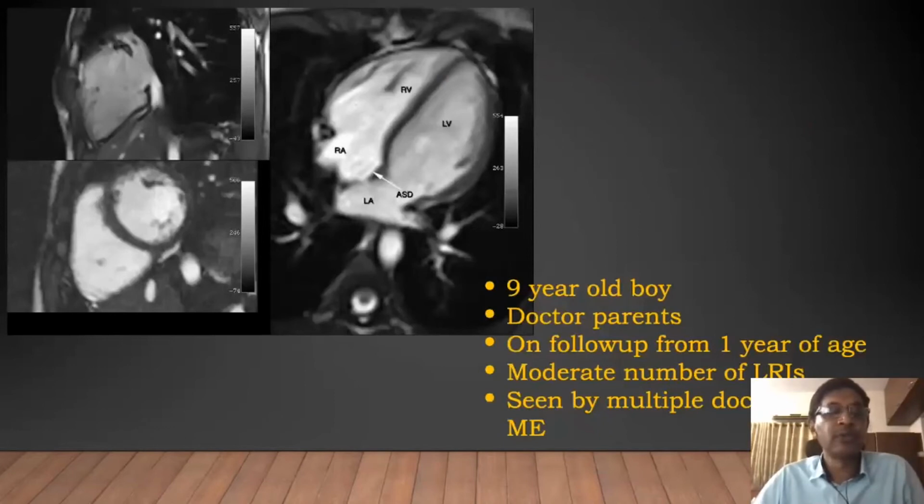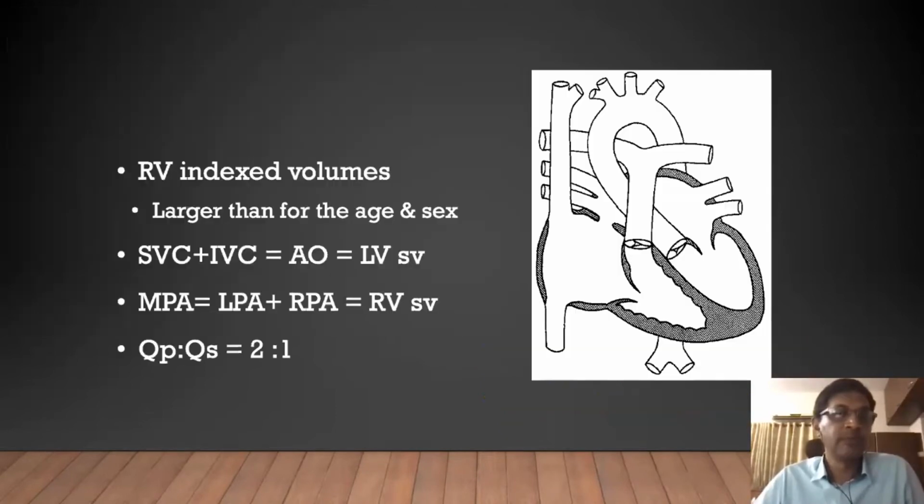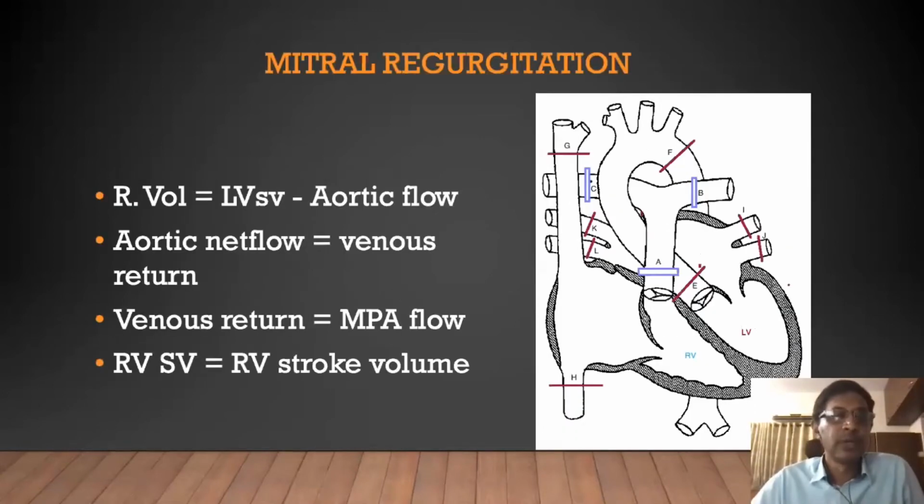Now, some examples where flow estimation has been very useful. Here is a boy, 9 years old, with doctor parents who are very anxious, and they had seen many doctors in the Middle East, and it was doubtful whether ASD closure would be useful. Now, with MR imaging, with consistent flow and volume data of a Qp:Qs of 2:1, it was recommended for ASD closure.